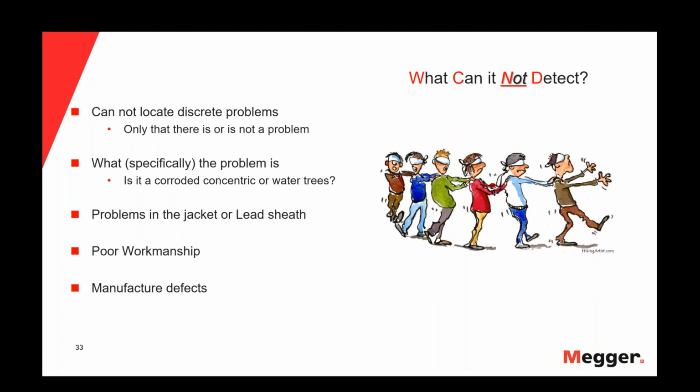What we cannot detect: we cannot locate discrete problems. We only know that there is or is not a problem, but we cannot know what specifically the problem is, whether it's a corroded concentric or it's water trees. Also, we will not be able to detect with the Tan Delta problems in the jacket or lead shield. We will also not detect poor workmanship or manufacturer defects.